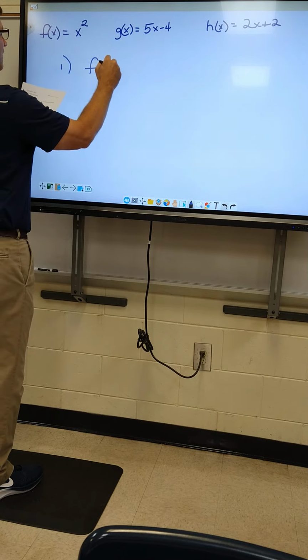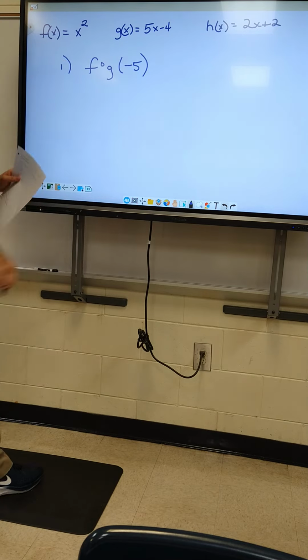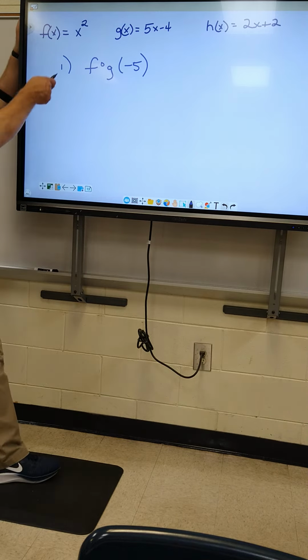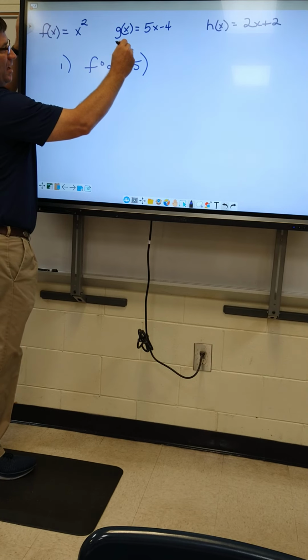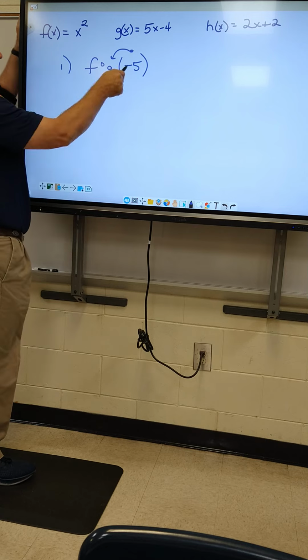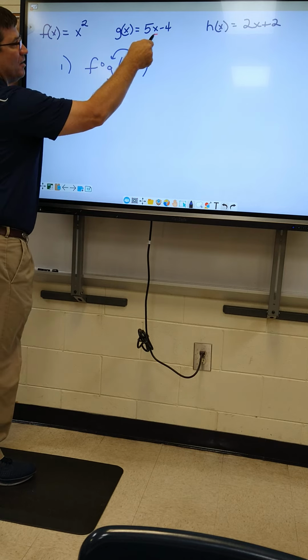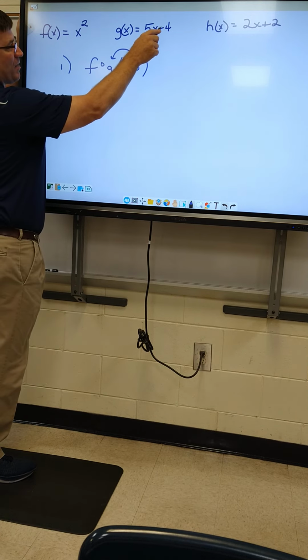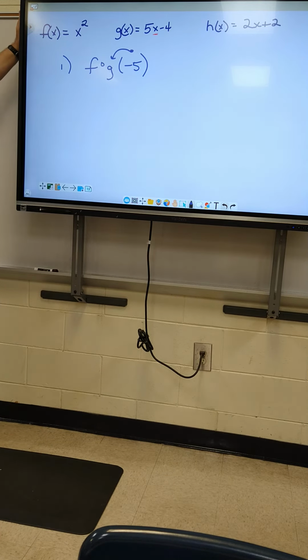Number 1, f of g of negative 5. If you were here yesterday and saw us do these, you should be good on 1 through 6. I know we had a few kids who were out yesterday, so when you see this, you start by plugging negative 5 into g. You work backwards. So if I plug negative 5 into g, I got to plug it right here. You just do it on your calculator. It'll be 5 times negative 5 minus 4. Y'all punch that in and see what you get. Don't forget to use parentheses when you plug in negative 5. Just punch it in. Go ahead, Chance.